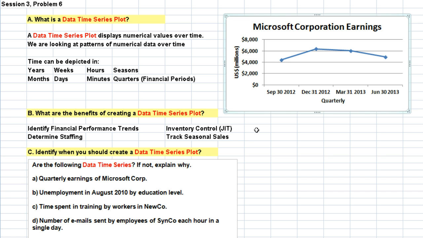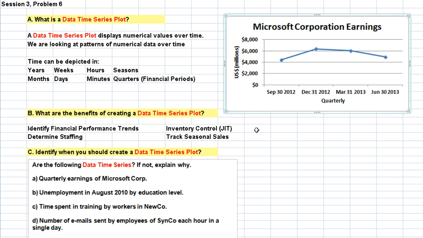Now, we'll get to our problem. We're going to identify when you should create a data time series plot. And our question is, are the following data time series? If not, explain why. So we first talked about quarterly earnings of Microsoft. We know that indeed that is a data time series plot. We're dealing with financial periods, we're dealing with quarters, and we're dealing with consecutive periods over time.